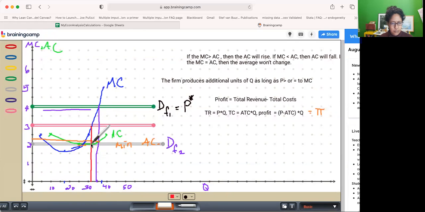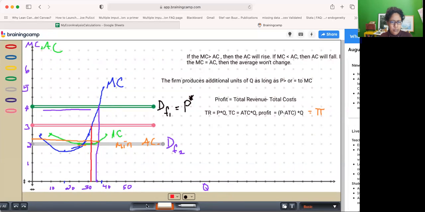But again, my graph is not big enough in detail here. The minimum of the average total cost is here, it's $2, and this number is actually a little bit higher. So once there's a gap between the average cost, that bright neon green line, and the price, there's going to be profit. And so the only place where that won't occur is at the minimum of the average total cost curve.